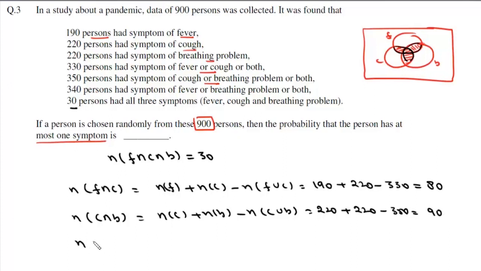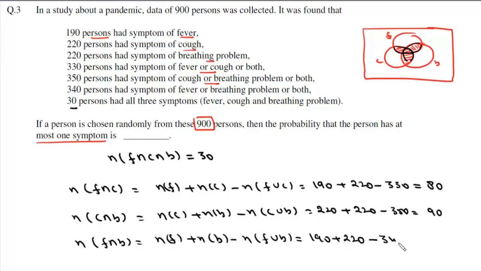And if we look at n(F intersection B), it will be n(F) plus n(B) minus n(F union B), and it will be 190 plus 220 minus the fever and breathing count, 340, and this is 410 minus 340, and it will be 70.